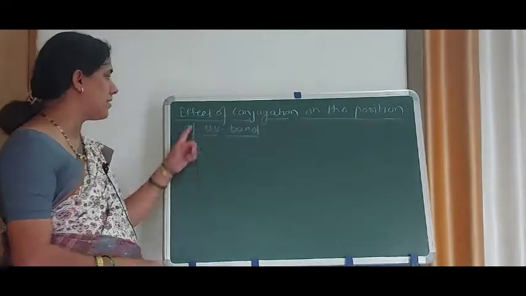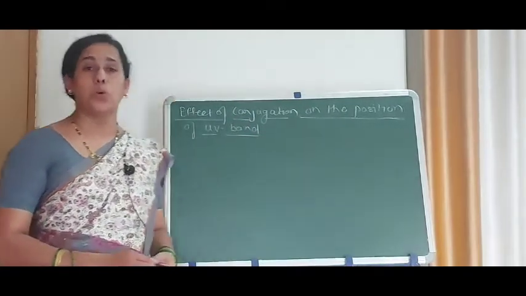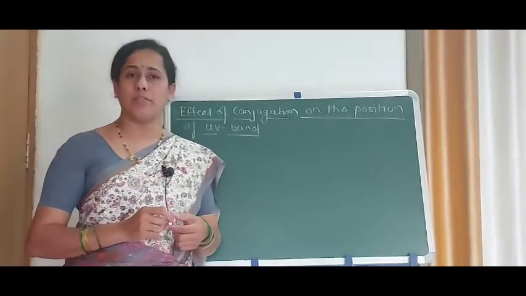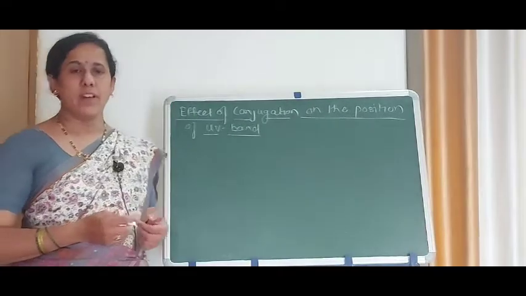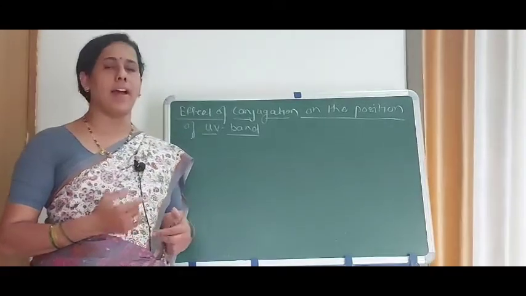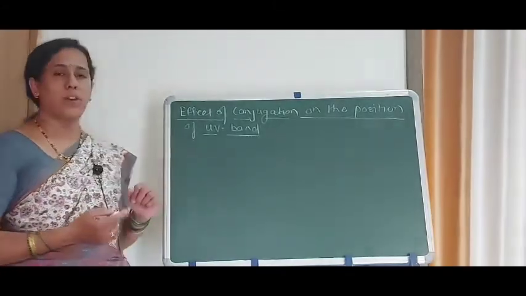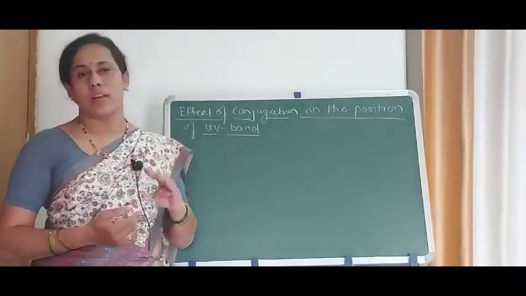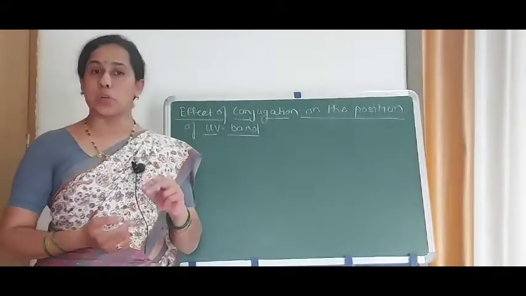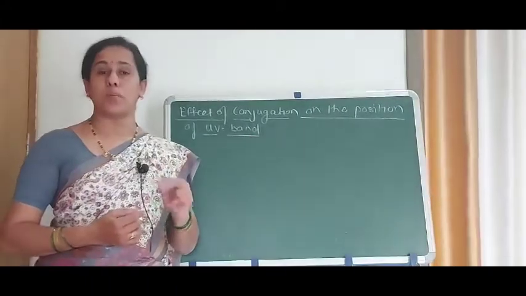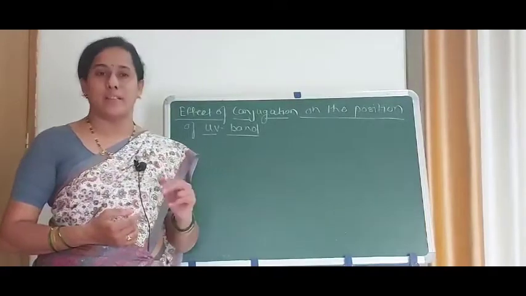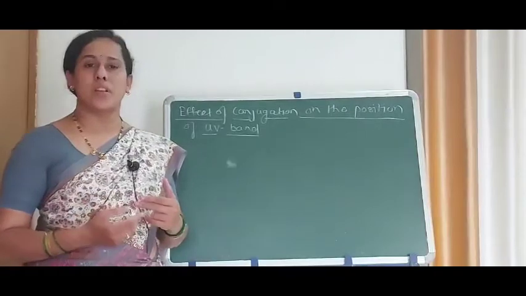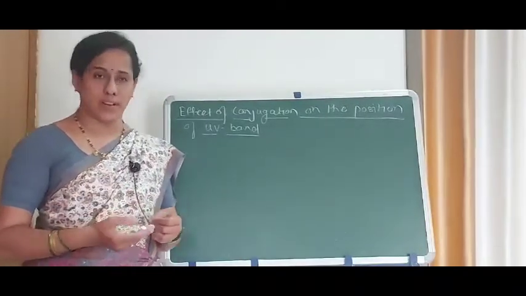Today we are going to discuss the effect of conjugation on the position of the UV band. In the last lecture we discussed the four shifts. Which are the four shifts? That is bathochromic shift, hypsochromic shift, hyperchromic shift and hypochromic shift. In bathochromic and hypsochromic shift we concentrate on absorption wavelength. In hyperchromic and hypochromic shift we concentrate on absorption intensity.